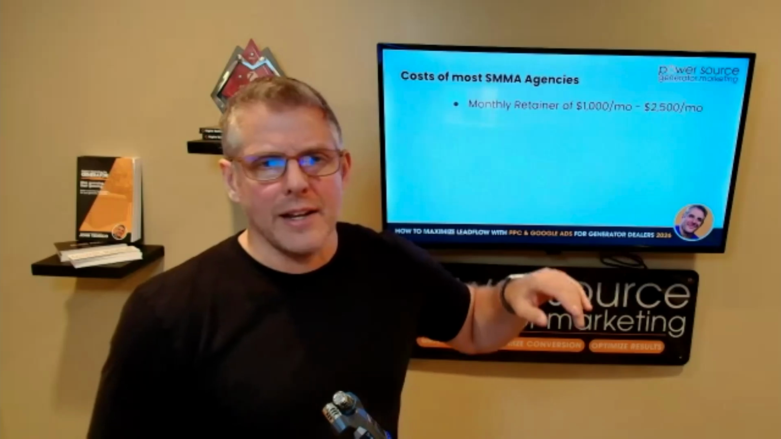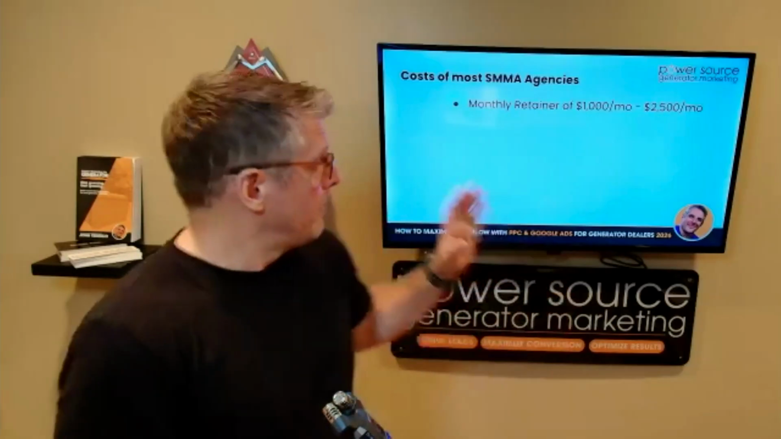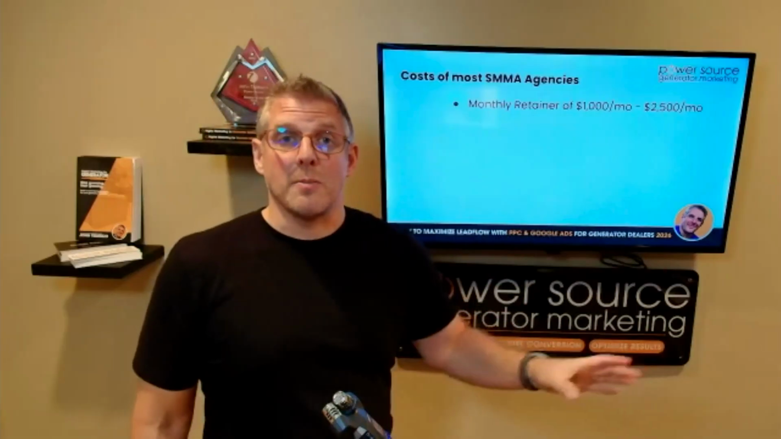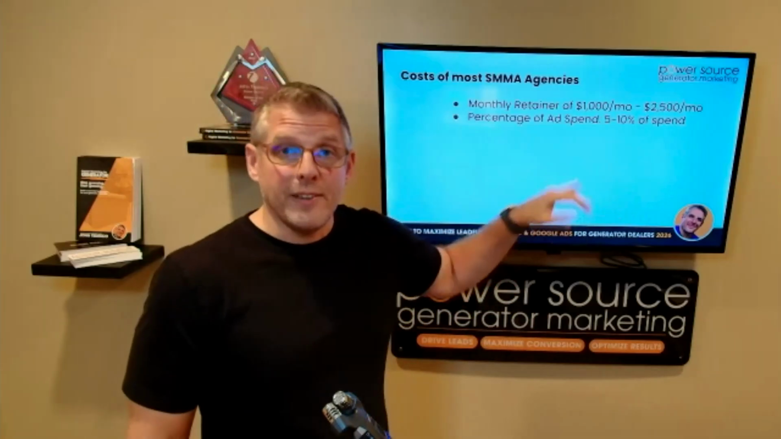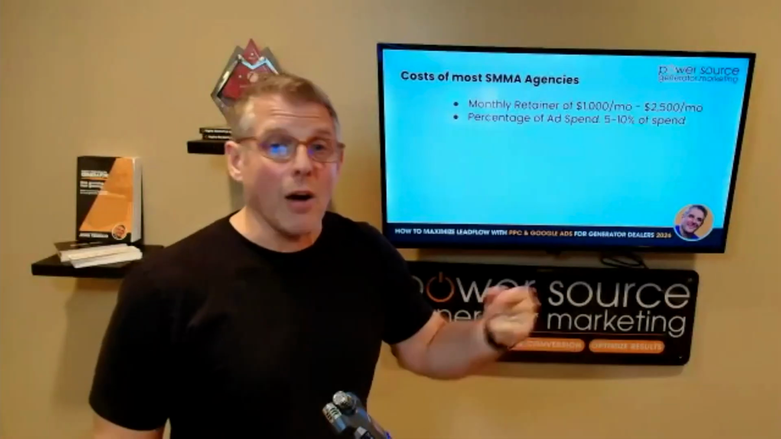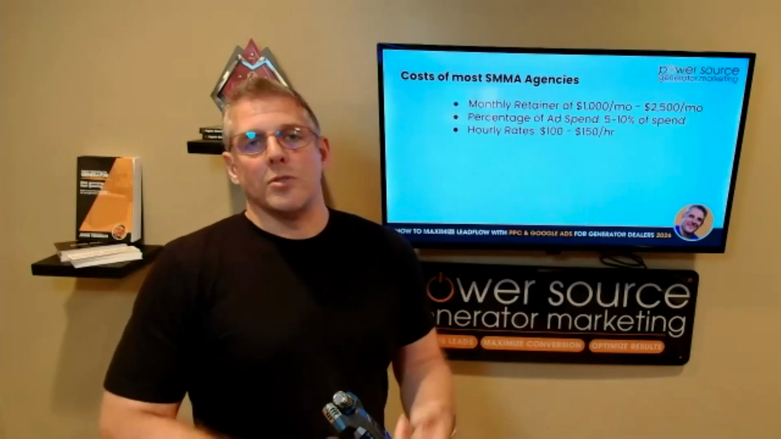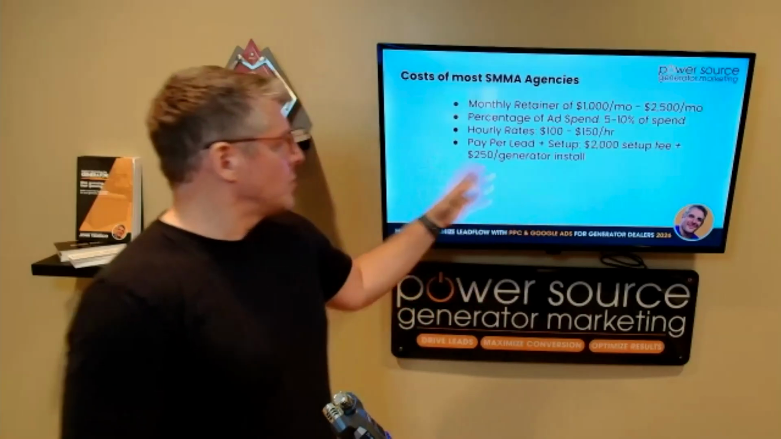I have a random slide in here that talks a little bit about social media marketing agencies that are just running ads for their dealers. First thing they're doing is taking $1,000 off the top. Between $1,000 and $2,500 a month is what their cost is to run the campaigns for you. The percentage of ad spend, between 5 and 10% of their spend, is another fee that they take. If you're spending more than $3,000 or $4,000 a month, they're going to also take another 5 or 10% of your spend. Your hourly rate is between $100 and $150 for graphics, new campaigns, things like that. And your pay per lead plus your setup, $2,000 setup fee, $250 generator install.